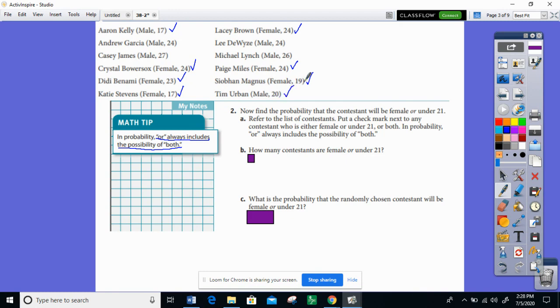So if we count this up, that's 8 total contestants who are female or under 21. So the probability that the randomly chosen contestant will be female or under 21 is 8 out of 12, which reduces to 2/3.